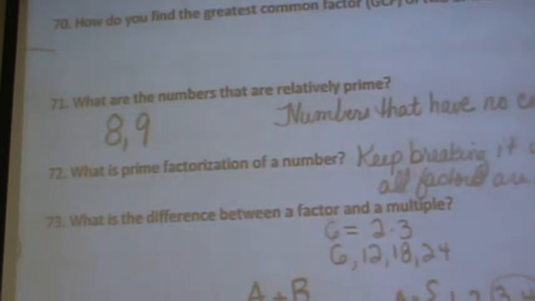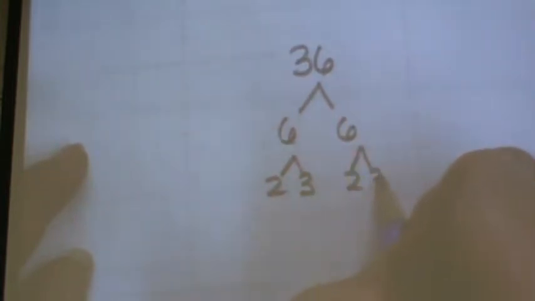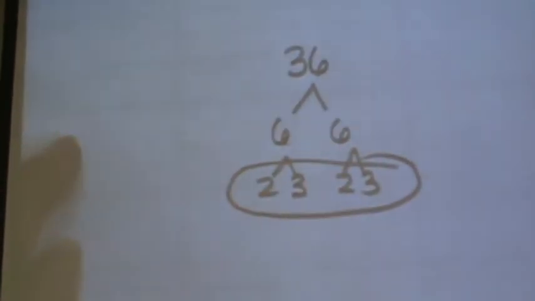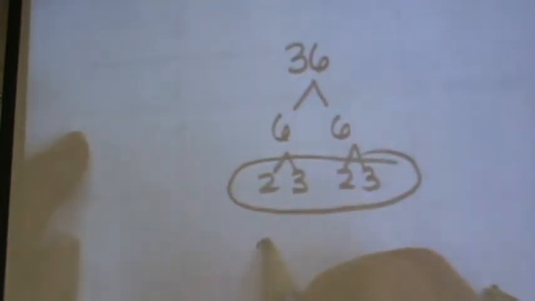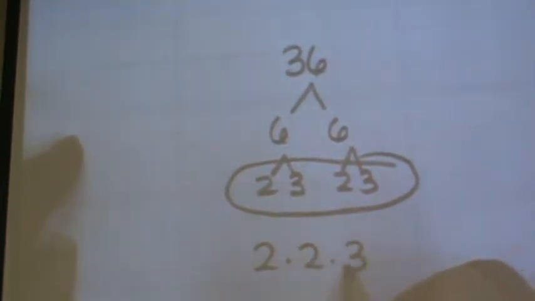What does prime factorization mean? It's like when you have a number and then you break it down, like 36 would be 2, 3, 2, 3. So if I asked you to prime factor 36, what would you do? Break it down to 6 and 6, 2, 3, 2, 3. So these are the prime factors, so that would be 2 times 2 times 3 times 3.